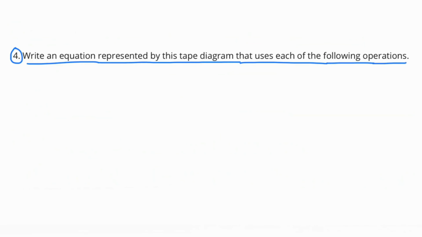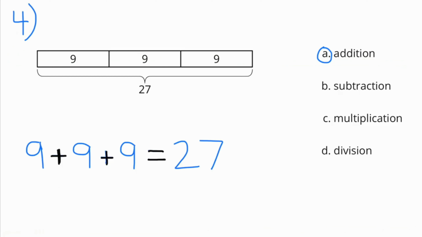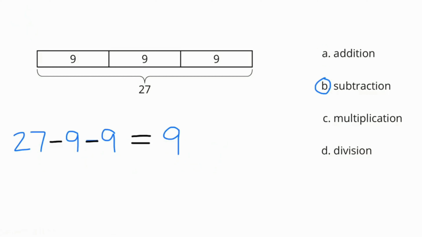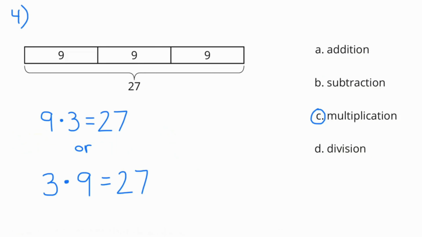Number 4. Write an equation represented by this tape diagram that uses each of the following operations. A. Addition. 9 plus 9 plus 9 equals 27. B. Subtraction. 27 minus 9 minus 9 equals 9. C. Multiplication. 9 times 3 equals 27, or 3 times 9 equals 27.